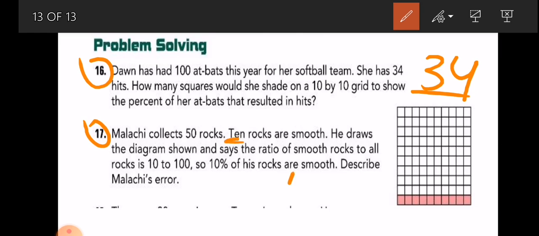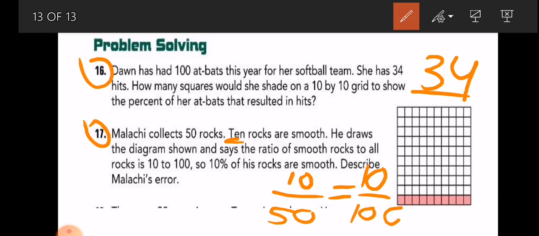So 10 are smooth. 10 out of what? 10 out of 50. The total is 50. So 10 from the 50 are smooth. 10 out of 50, is it the same or equal to 10 to 100? She said that 10 to 100. Is it correct? No, how come 10 over 50 will be the same as 10 to 100? 10 to 50 is like what to 100? Like 20 to 100. If I multiply up by 2, it means I have to multiply down by 2.